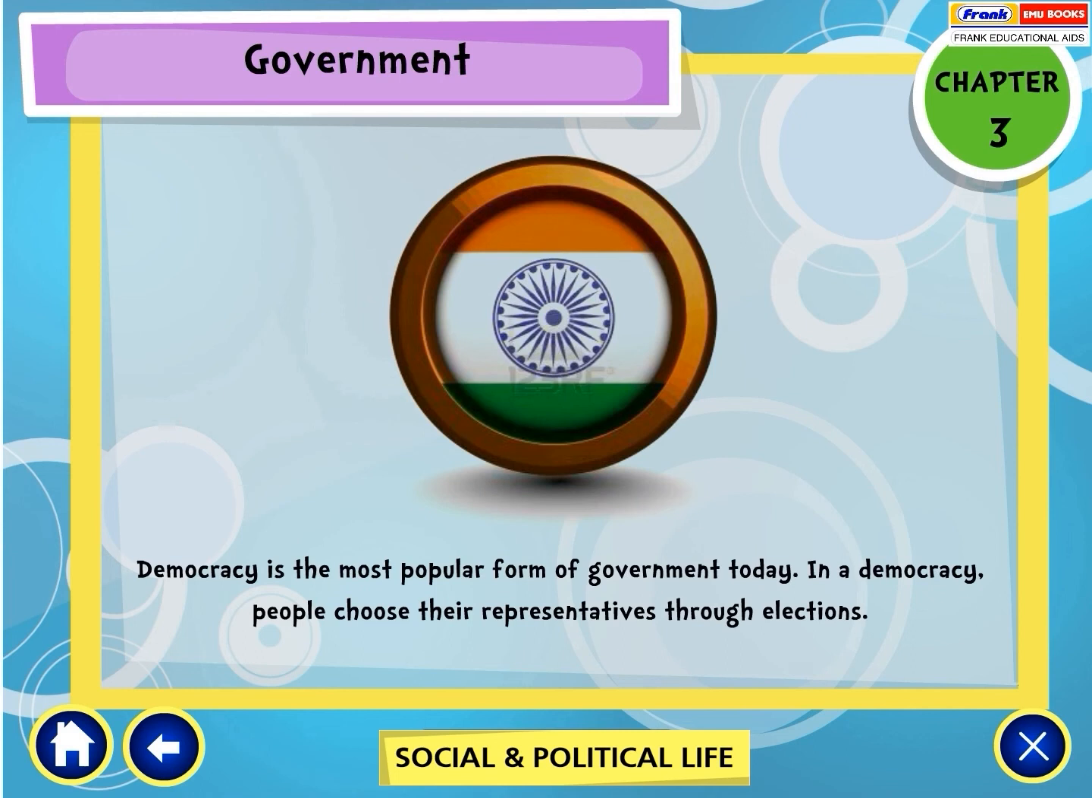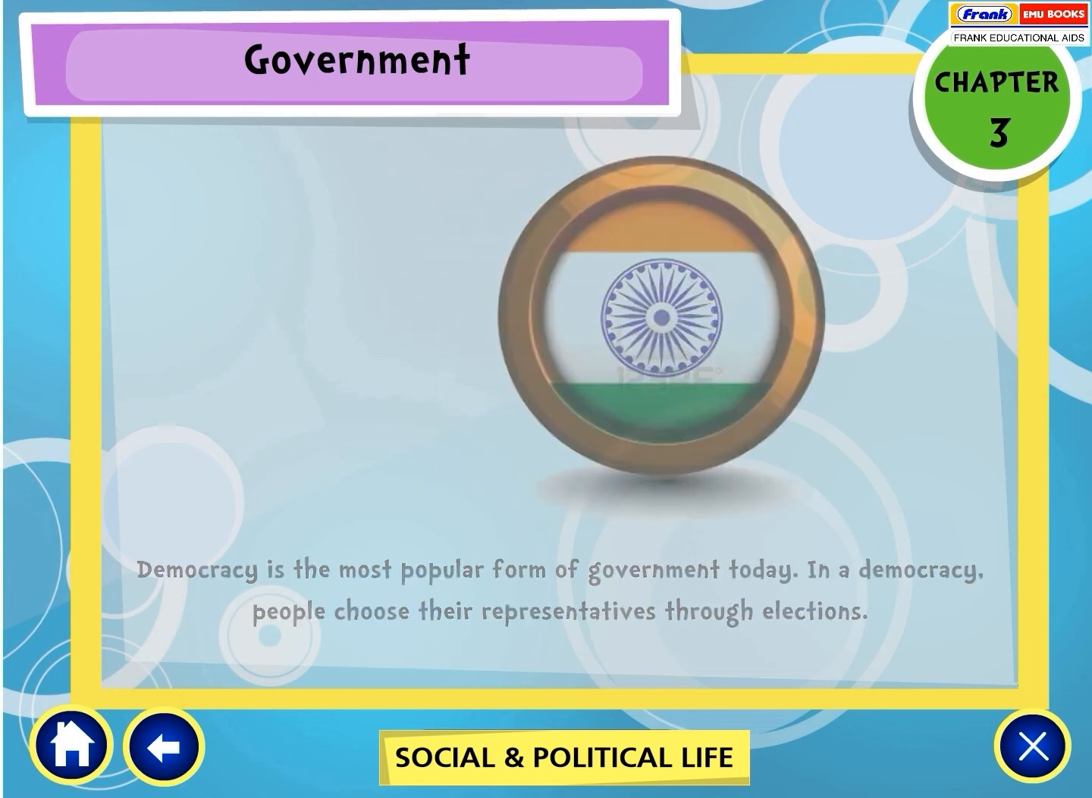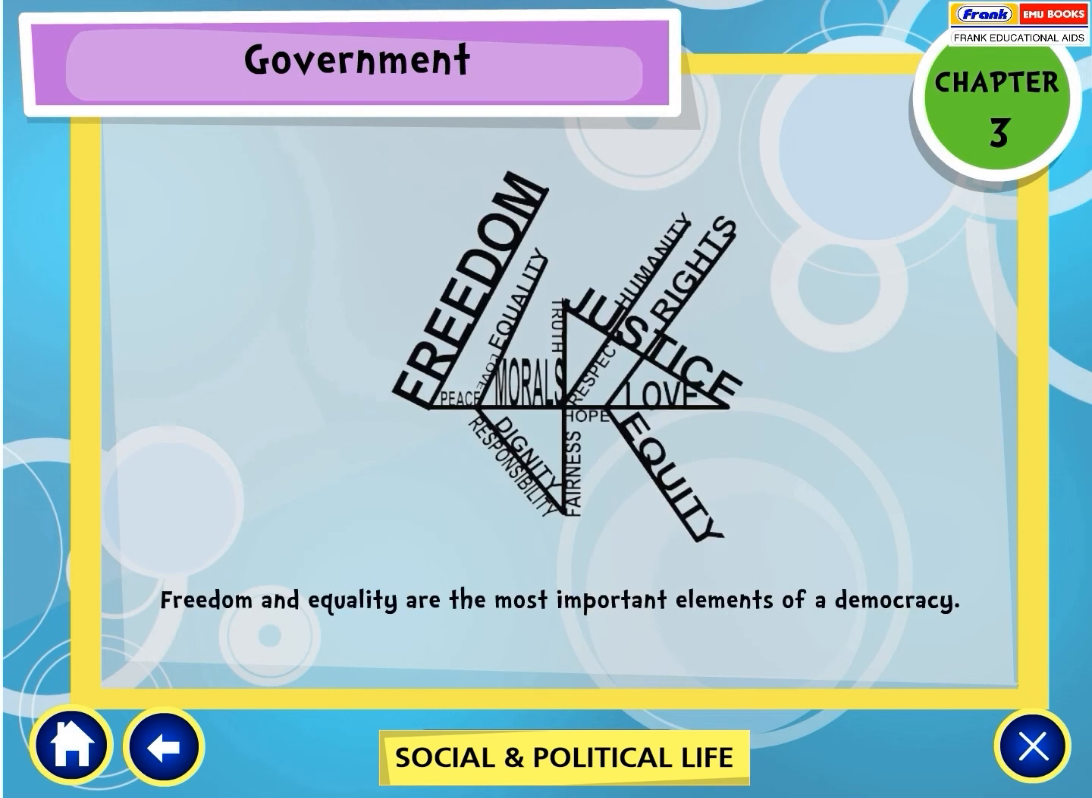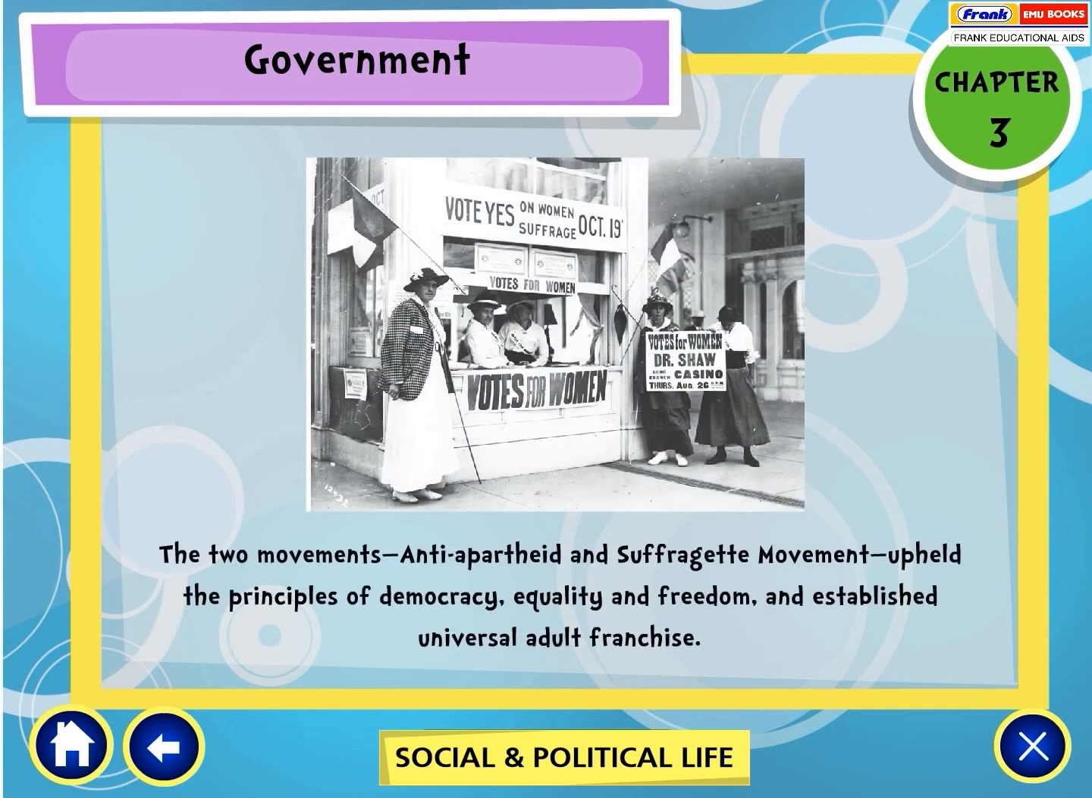Democracy is the most popular form of government today. In a democracy, people choose their representatives through elections. Freedom and equality are the most important elements of a democracy. The 2 movements, anti-apartheid and suffragette movement, upheld the principles of democracy, equality and freedom and established universal adult franchise.